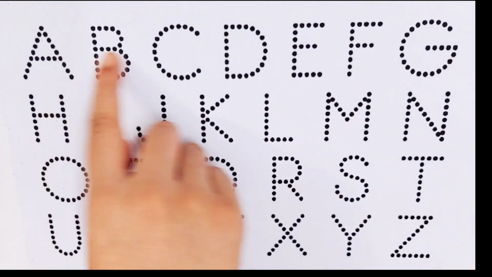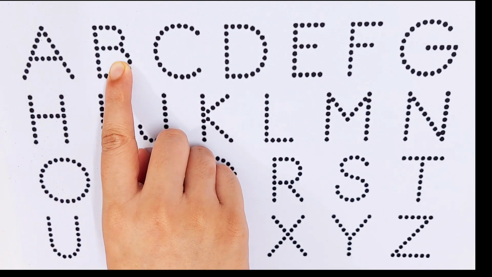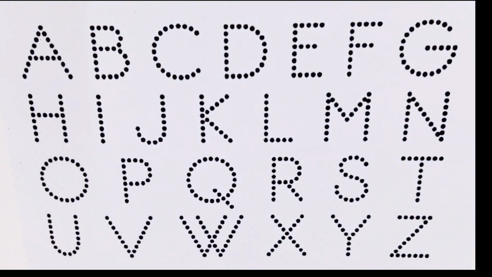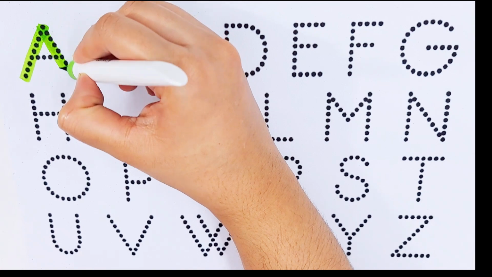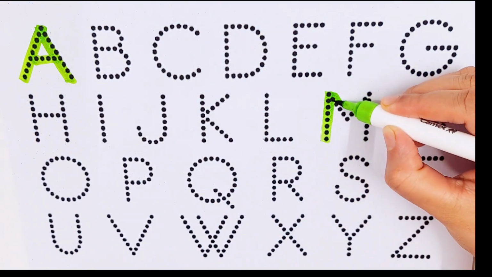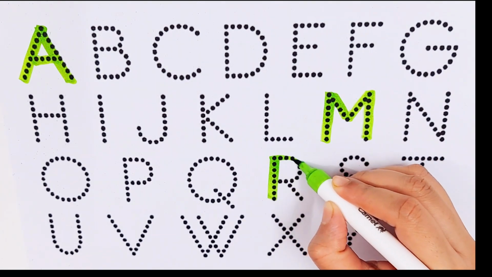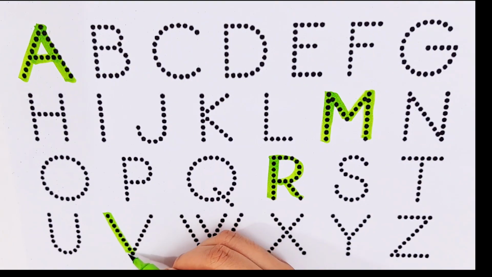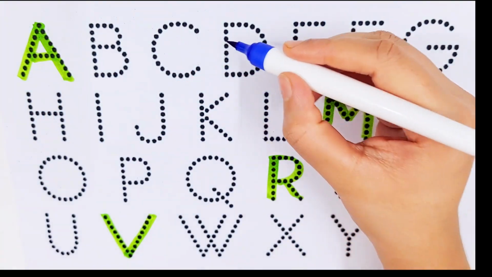Let's try to learn some alphabets. A for ant. B for box. C for cat. Light green color. A for ant. M for moon. R for rain. B for violin. Dark blue color.